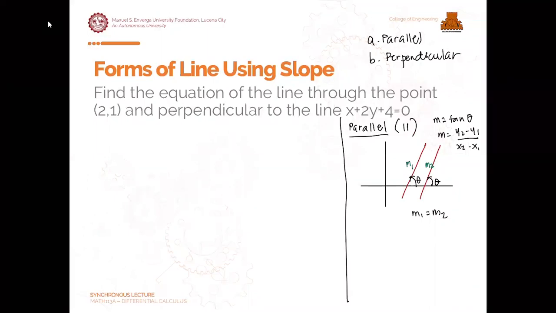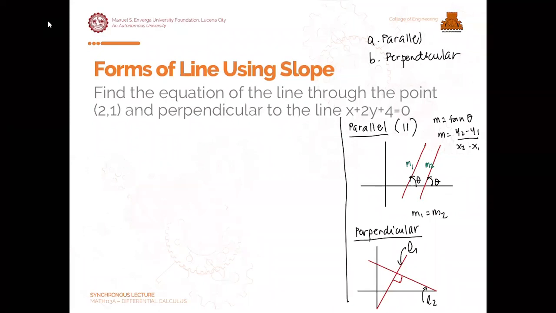Okay? Then, pag perpendicular, okay? So, masasabi naman nating perpendicular yung dalawang line kapag ganito na yung nangyari. So, meron tayo ditong perpendicular. So, kung si line 1, ito si line 1, line 1, ito si line 2.